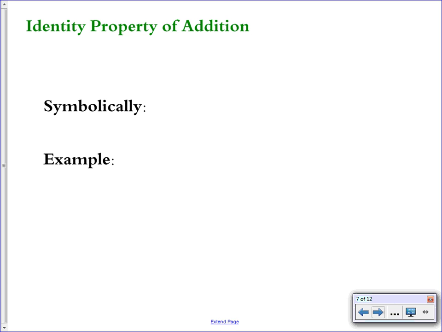Identity property of addition. So think about the word identity, right? It is who you are. So the identity property of addition says that if you are the number a and you want to stay as the number a, what do you add to yourself to stay as the number a? You add the number 0. So a plus 0 equals a is known as the identity property of addition. To show that with numbers, 4 plus 0 equals 4 would be an example.